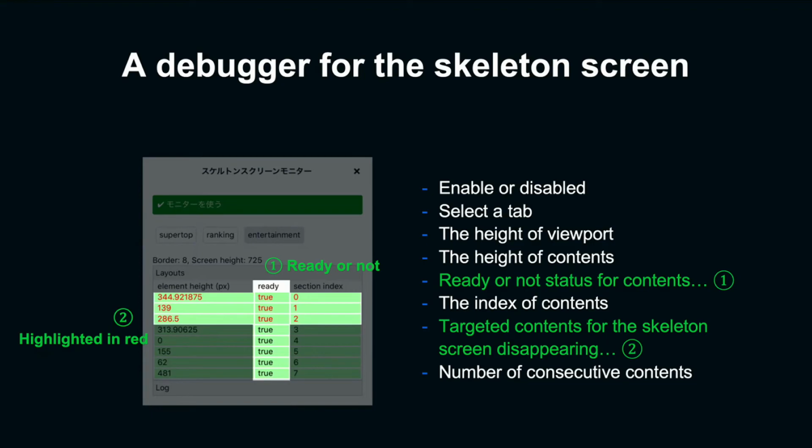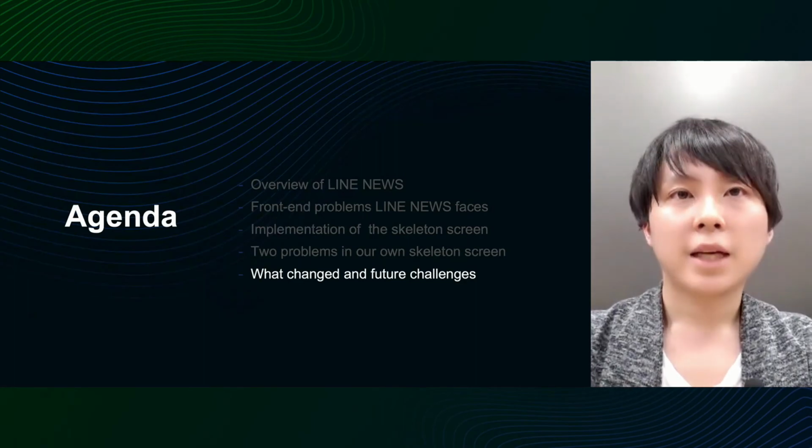It is a little small, but if you look at the green table, you can see the index and height of each component, and you can see that the components numbered 0 to 2 in red are release conditions. Since the skeleton screen monitor is available on the actual device used for QA, when a problem is found during QA, we can ask the user to attach a screenshot of the skeleton screen monitor to the bug ticket to reduce the cost of debugging.